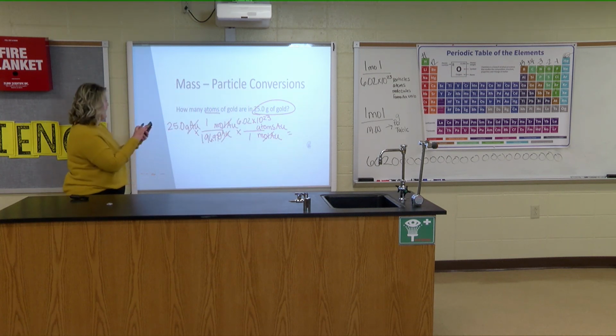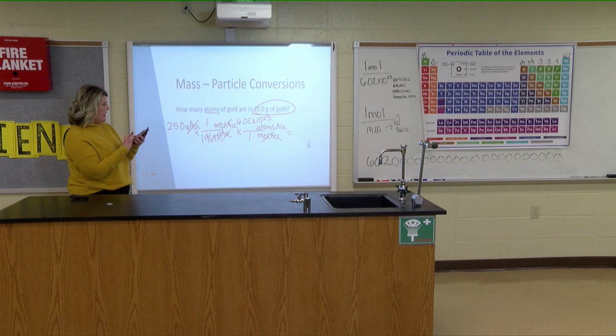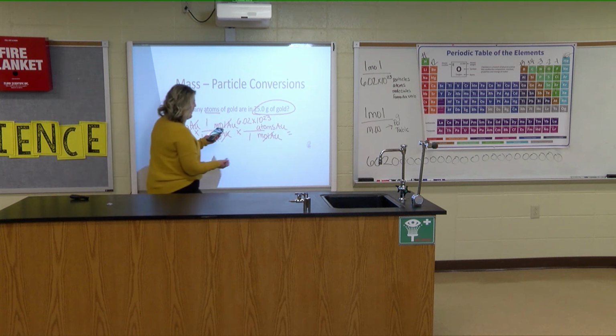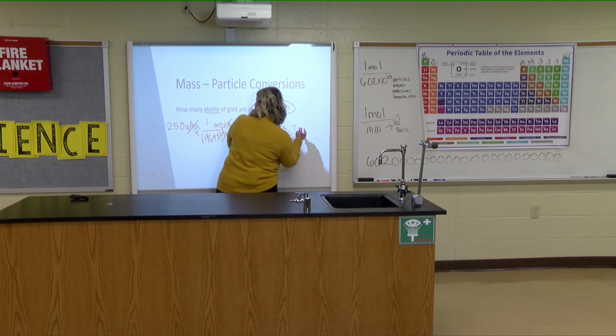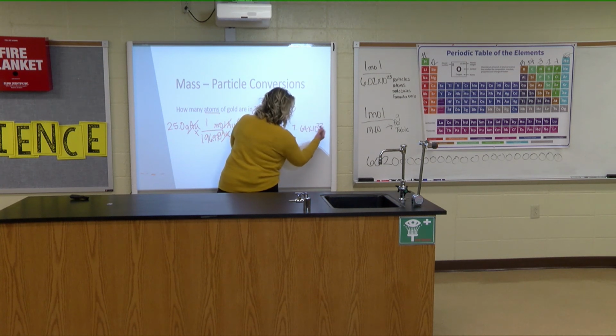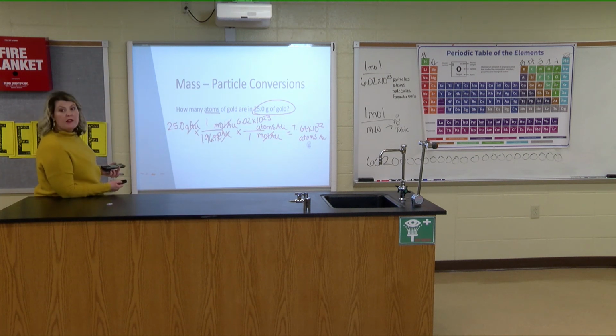So we're going to put that in our calculator. 25 divided by, because it's at the bottom, 196.97 times, because it's on the top, 6.02 exp23. And that gives us, if you got 25 grams of gold, you're going to have 7.64 times 10 to the 22nd atoms of gold. That's the hardest problem that we're going to get to this week.